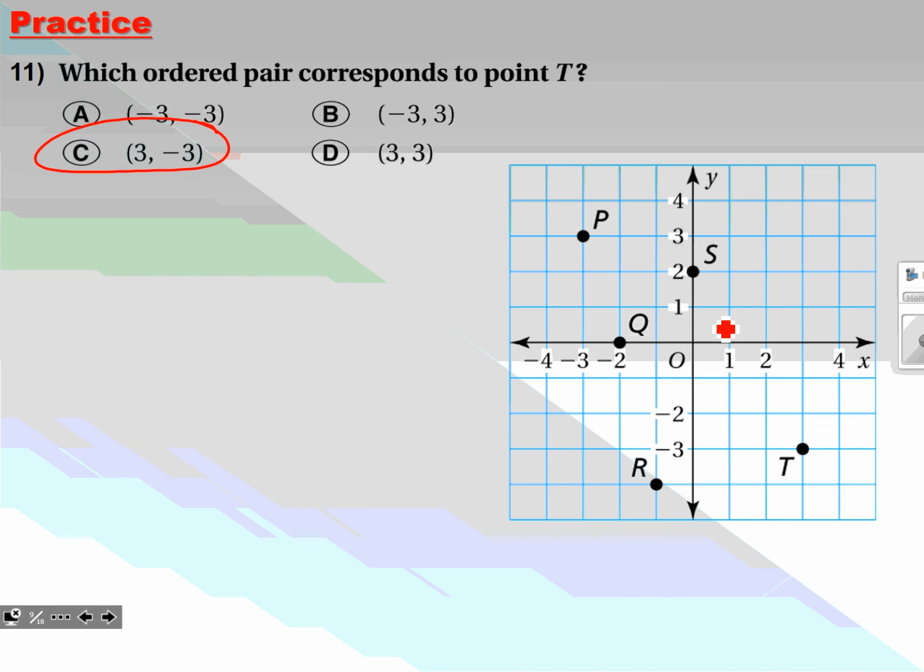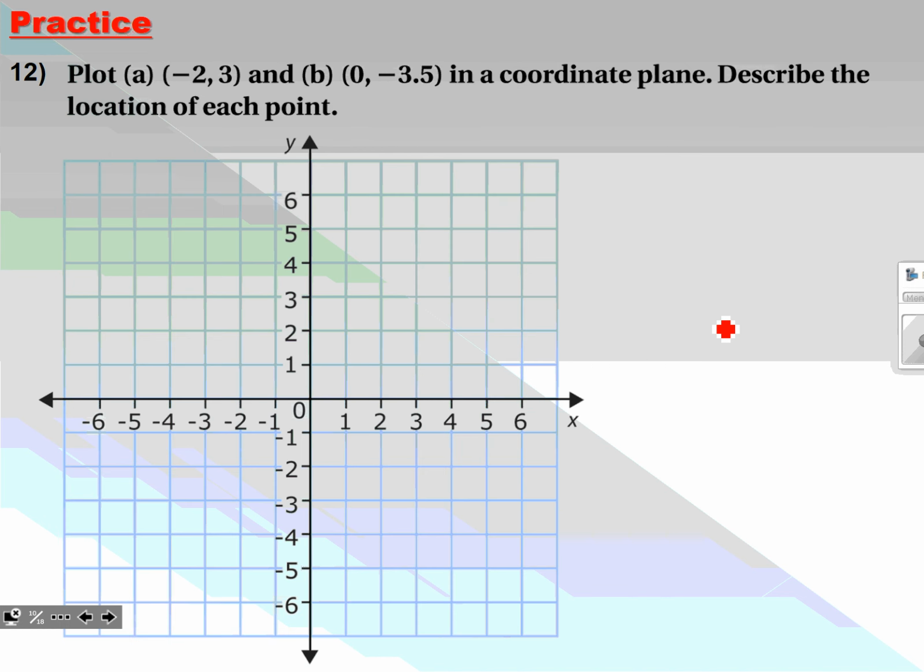Now let's go to the next one, number 12. For A and B, you're going to draw the points. For letter A, negative 2, 3. So negative 2, 3 is in the third quadrant, because you're also supposed to say where it's located. Now look at the next one, 0, comma, negative 3.5.